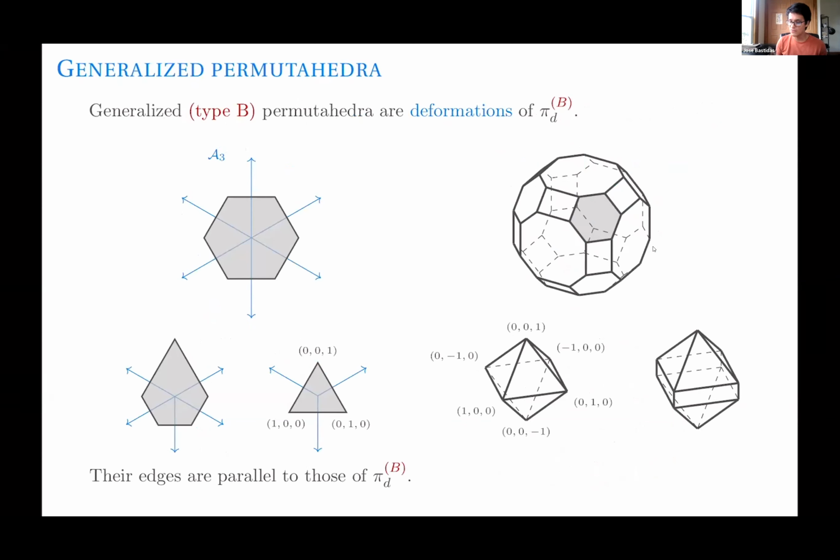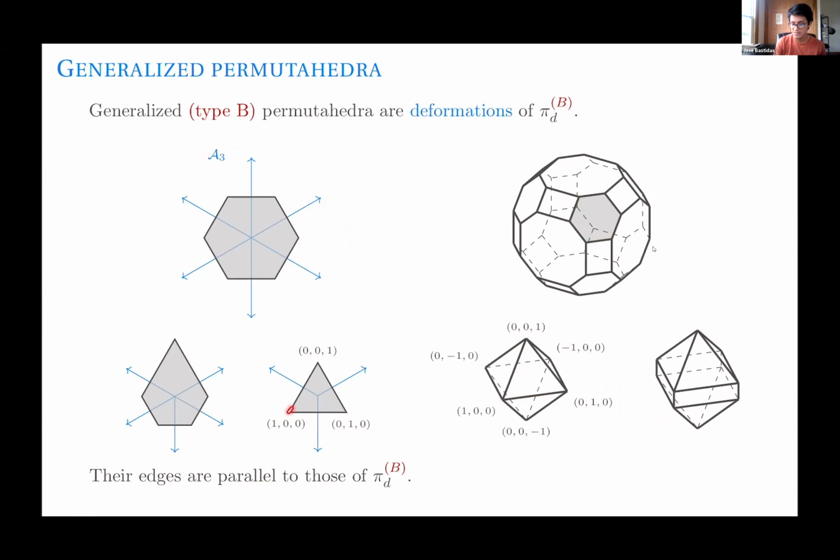And there are many ways to define deformations, but for today's talk, it's enough to think about polytopes such that the edges are parallel to the edges of the corresponding permutahedron. Okay, so in type B, for example, the cross polytope, or the octagon in this case, is a generalized permutahedron because all of its edges are parallel to some edge of the type B permutahedron. So this one right here is parallel to this, and so on. So this is a deformation of the type B permutahedron.